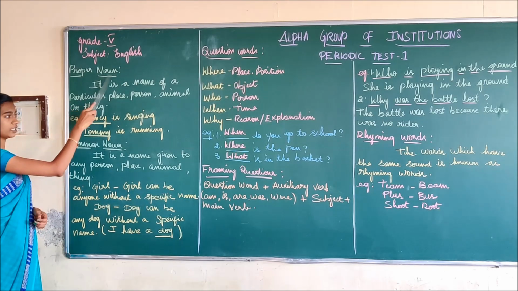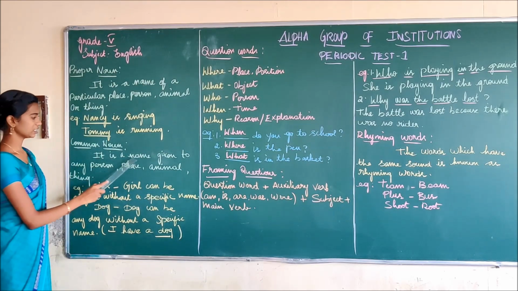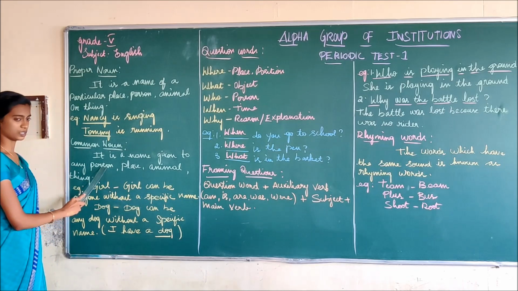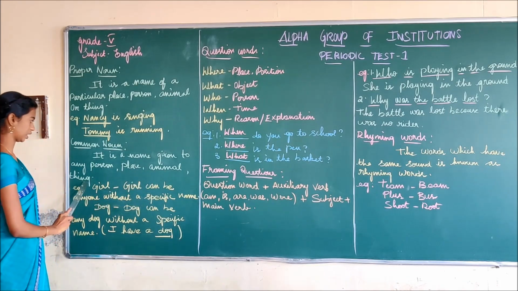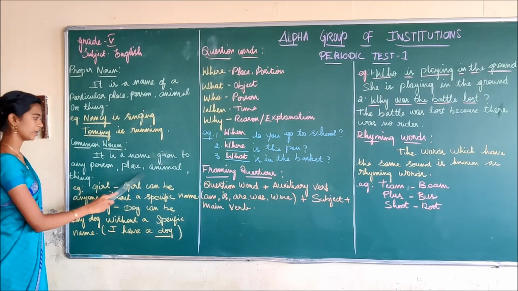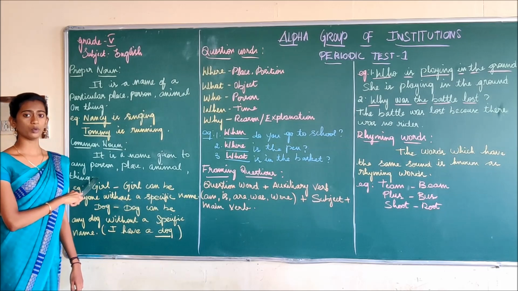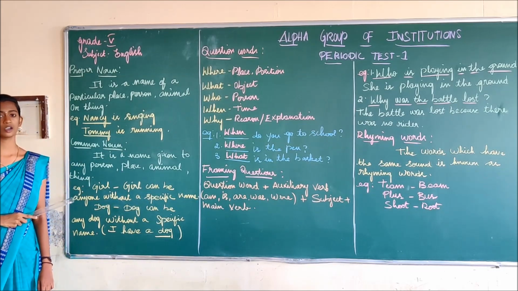So it is known as the proper noun. Next, common noun. It is a name given to any person, place, animal, thing. So in this common noun, they won't give a specific name. So it is a common one.